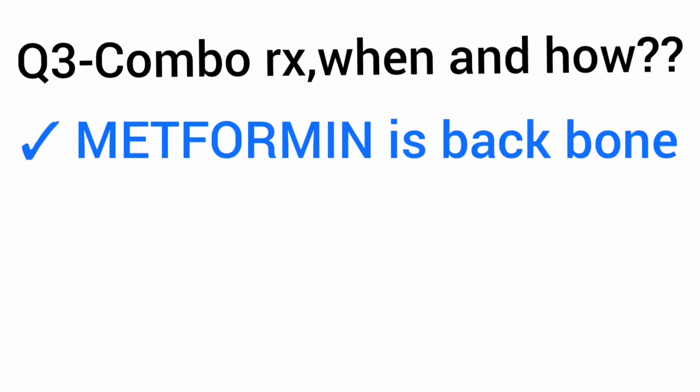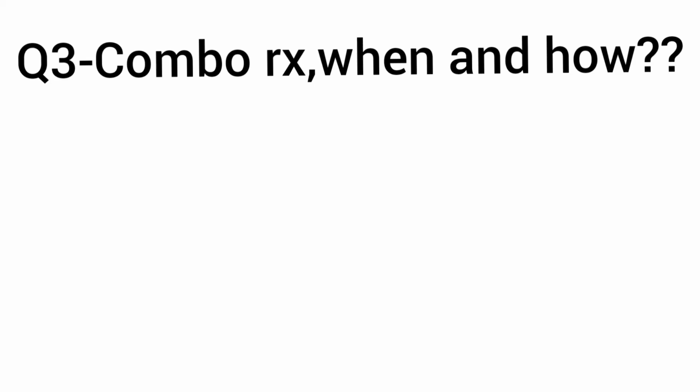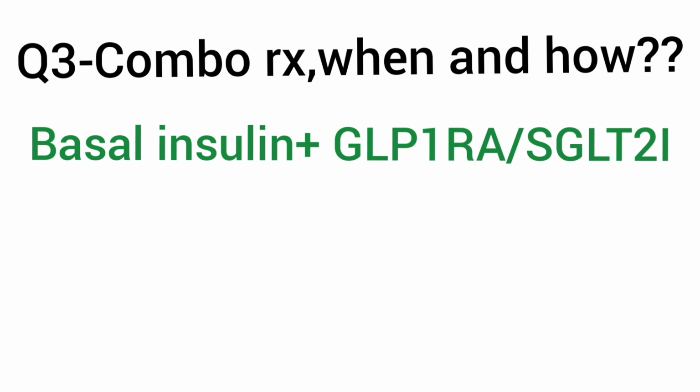So metformin is the backbone of any combination therapy, and combinations like sulfonylureas and meglitinides should not be used as they have the same mechanism of action, and DPP4 inhibitors and GLP-1 receptor agonists should not be combined. Some specific combinations should be preferred, for example basal insulin. So the basal insulin will cause weight gain.